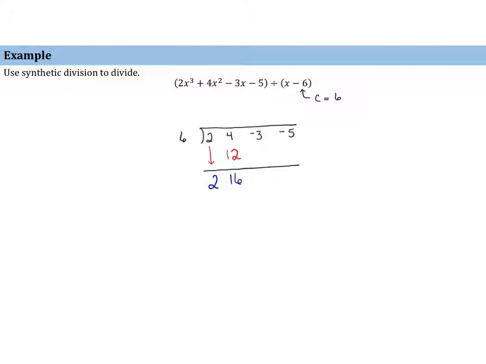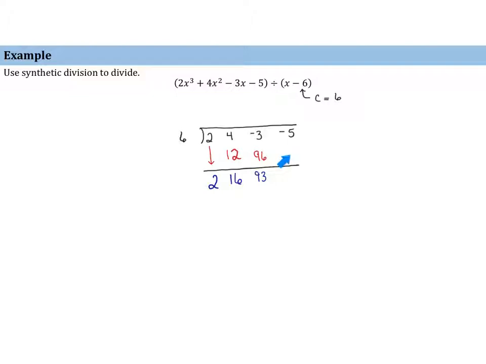Now we will repeat those steps over and over again until we are finished by placing a number in this entry. So we have the need for an entry here, so I will multiply 6 by 16 and obtain that number and place it in this entry. So 6 times 16 is 96. And then we go ahead and add the numbers in that column to obtain the third row entry. So we obtain 93 when we add.